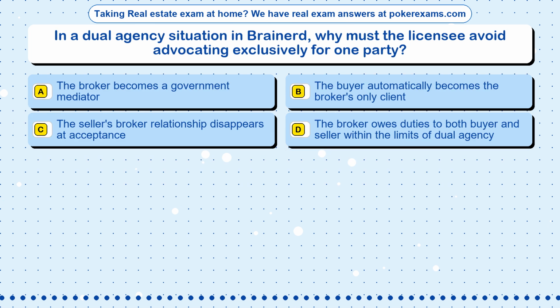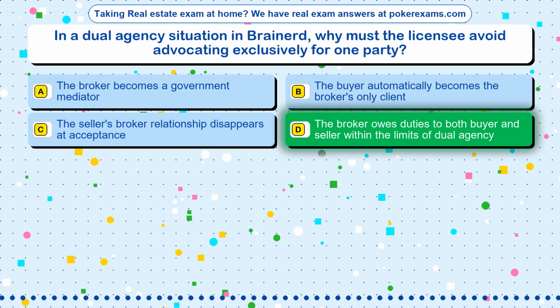Question 4. In a dual agency situation in Brainerd, why must the licensee avoid advocating exclusively for one party? Option A. The broker becomes a government mediator. Option B. The buyer automatically becomes the broker's only client. Option C. The seller's broker relationship disappears at acceptance. Option D. The broker owes duties to both buyer and seller within the limits of dual agency.